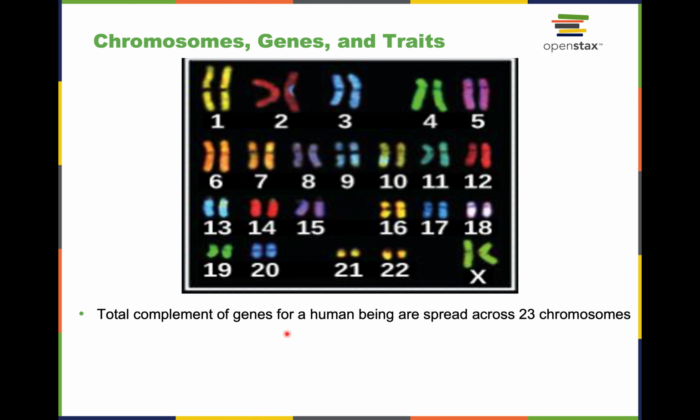The total complement of genes for a human being are spread across 23 chromosomes. So what does that mean? So let's go back to the example of a bacteria. If you remember, we said a bacterial chromosome, all the genes that a bacterium needs is present on one circle. That's all it has, okay?